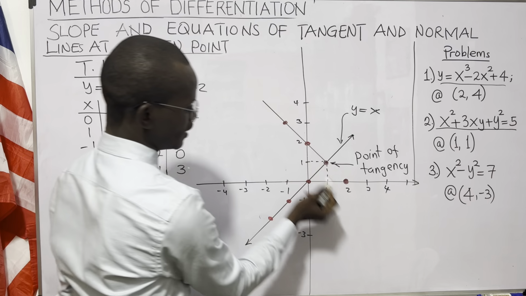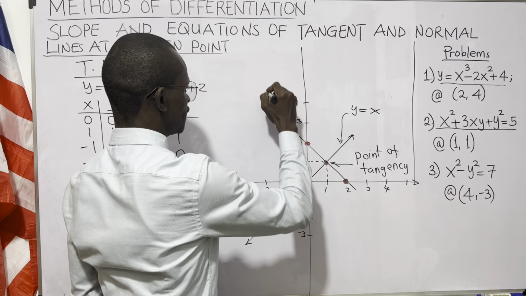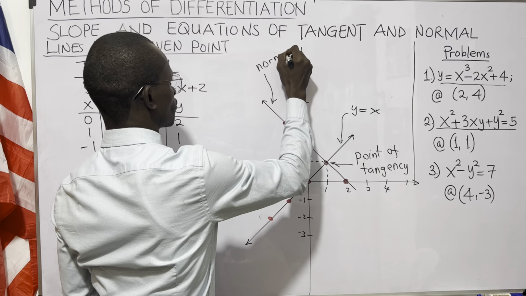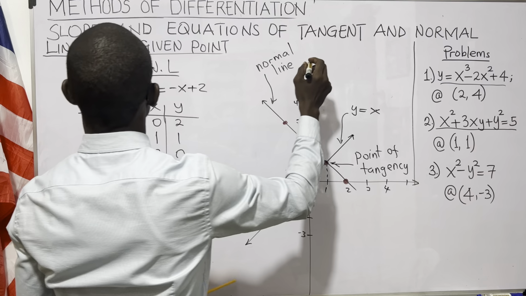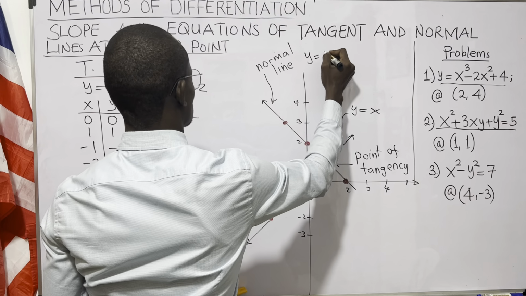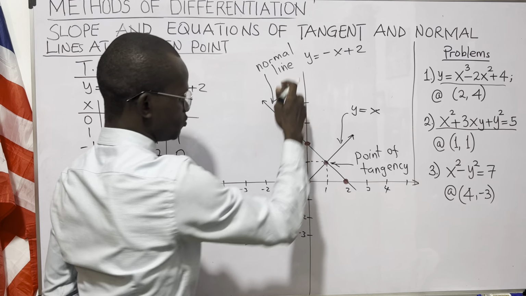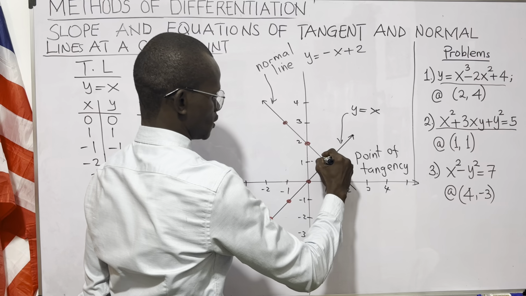So we clearly see that this normal line is perpendicular. This is the normal line. It's perpendicular toward the point of tangency. This is it right there.